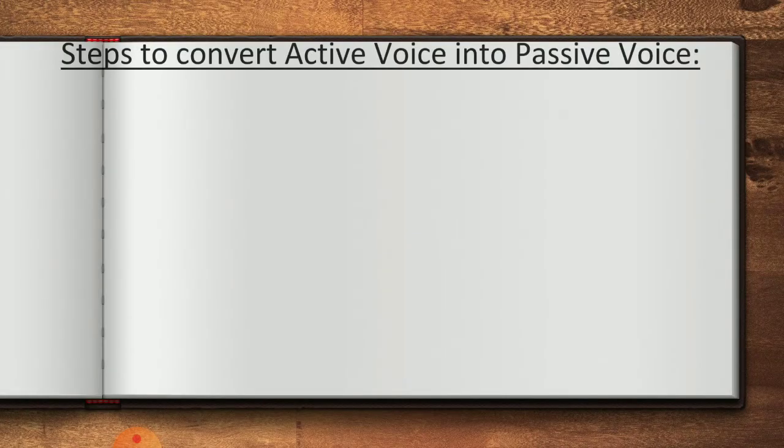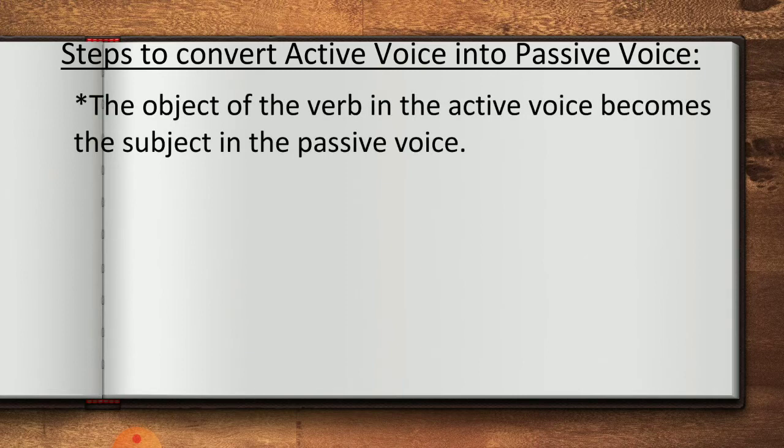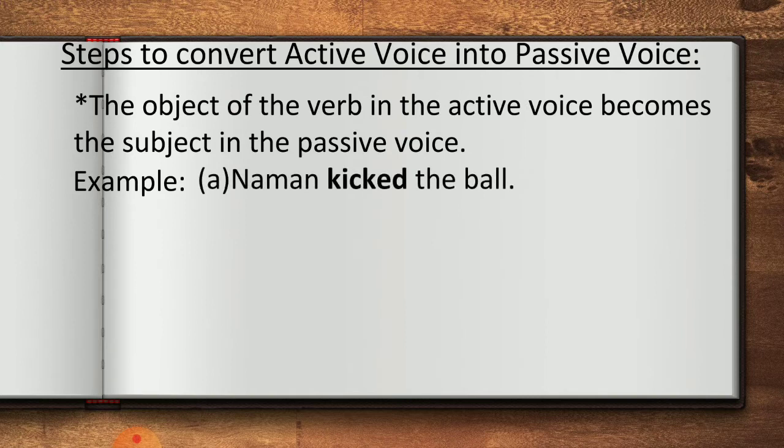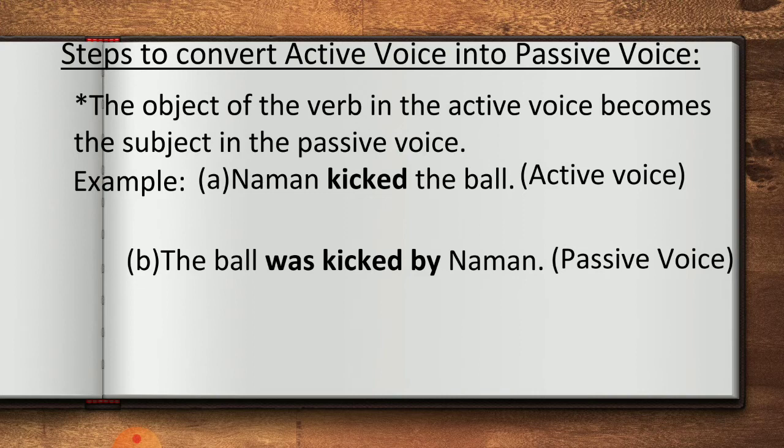Now, we will learn the steps to convert active voice into passive voice. The first and the most important thing is the object of the verb in the active voice becomes the subject in the passive voice. Let's see some examples. Naman kicked the ball. The ball was kicked by Naman. In the above example, Naman was the subject in sentence A, which is in active voice. He is the doer of the action. In sentence B, the ball is the subject, but it is not the doer of the action.